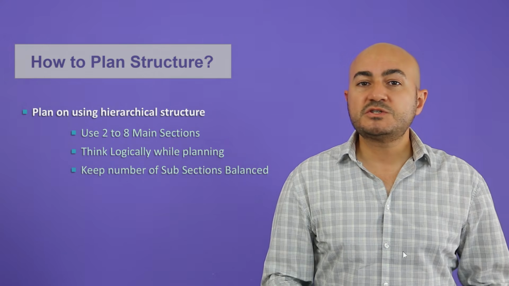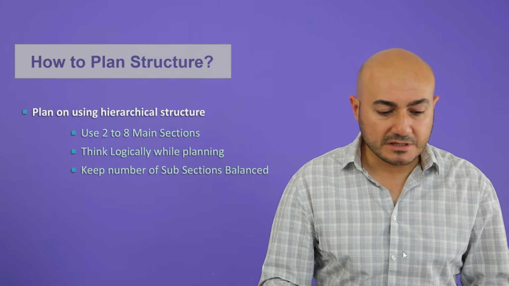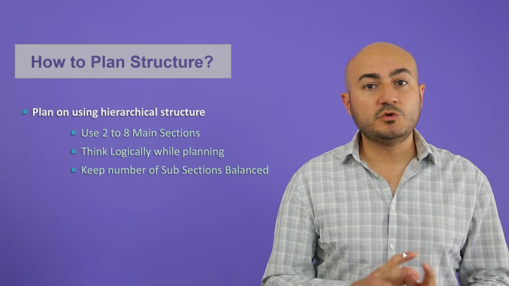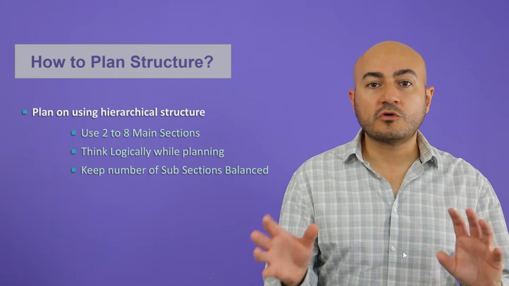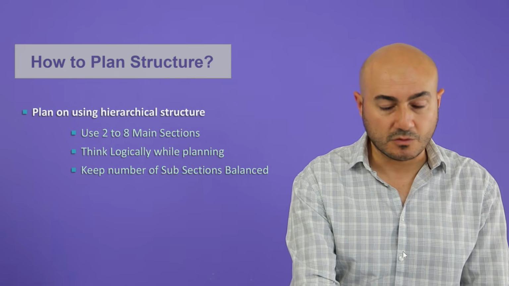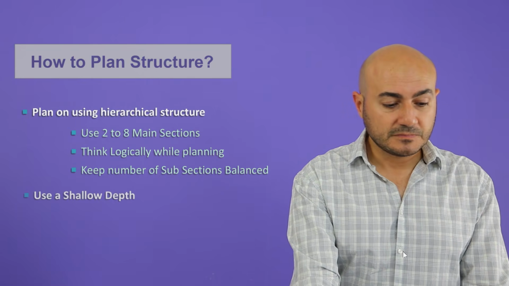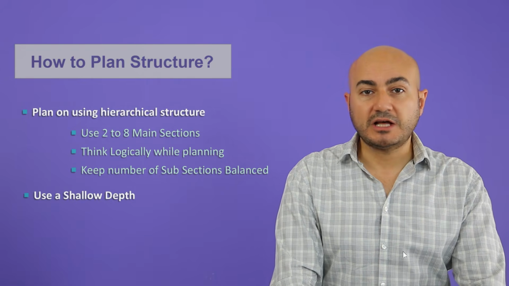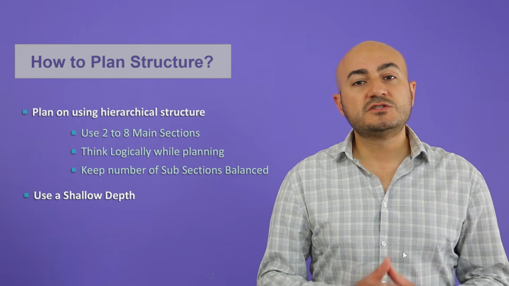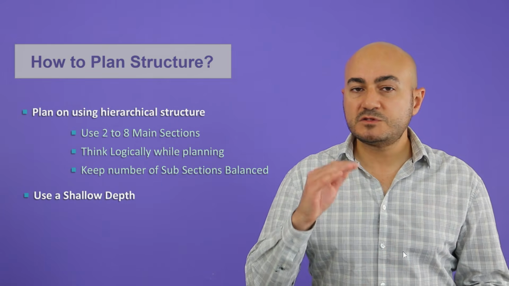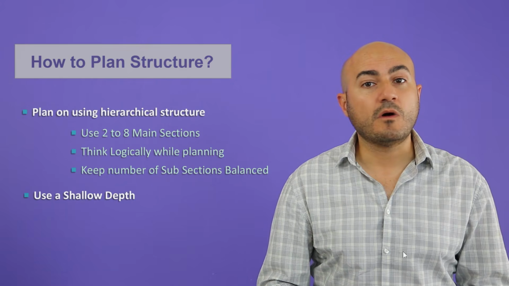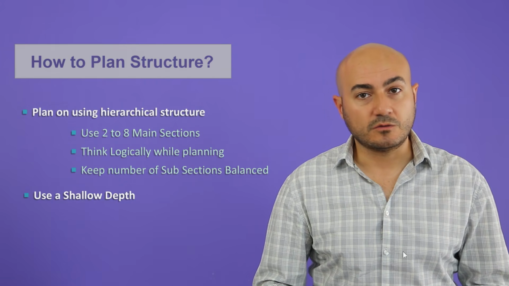And then make sure to keep the number of your subsections balanced in a way so that you are having more or less the same number of subpages in each of the main sections or main subsections. And finally, use a shallow depth. I mean by that, make sure that your page is not too deep, because if you have too many levels in your website, the user will get confused and they won't be able to navigate easily your website.